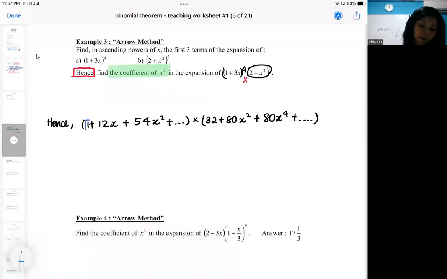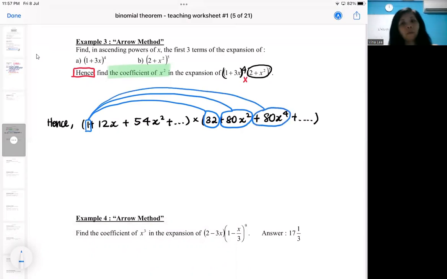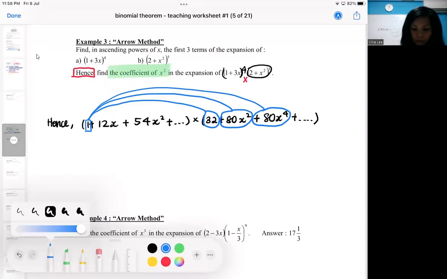So for example, if I arrow 1 to 32, I'm getting a 32. If I arrow 1 to 80x squared, it means I'm multiplying, so I get 80x squared. Here, if I do that, I will get 80x^4. So these are the 3 arrows. Just the 3 arrows first.